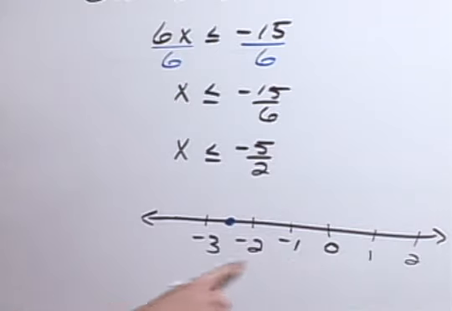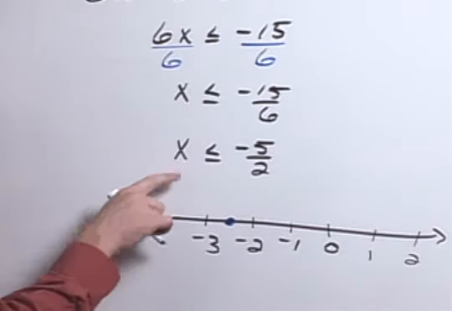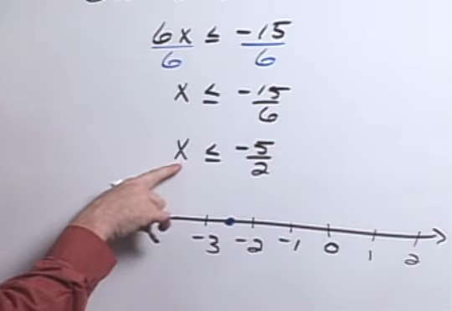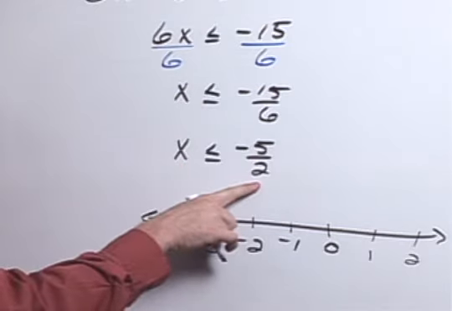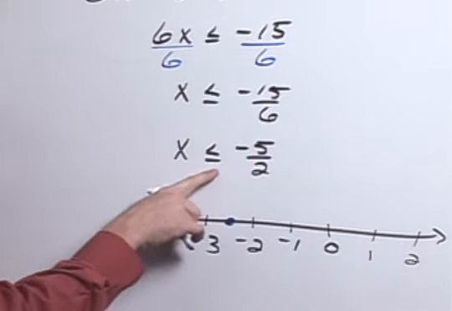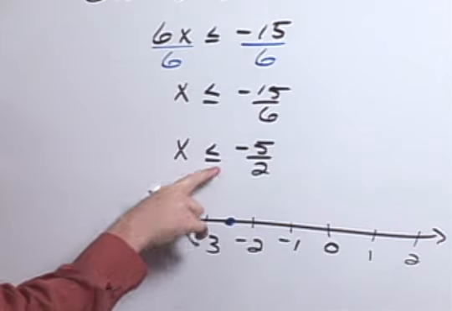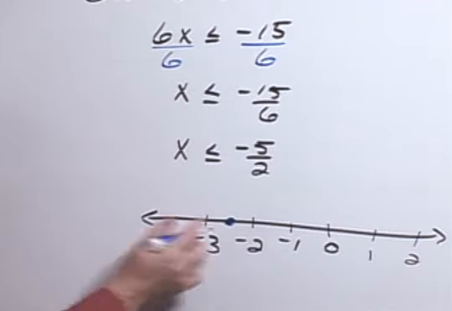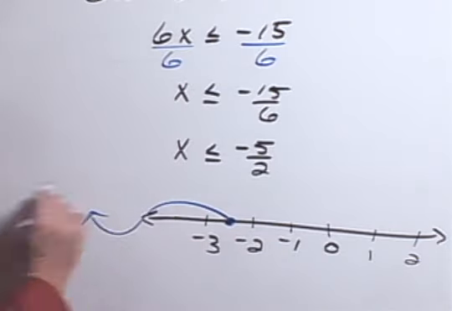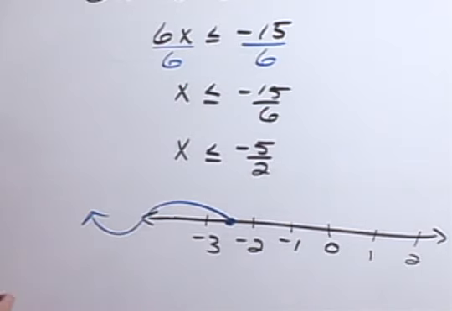Next, we want to figure out which side we're going to graph on. One way to do that is to ask ourselves, is x bigger or smaller than negative 5/2? Well, looking at the sign, x is less than, so the numbers that are less than are over here on the left. So when we graph this, we want to shade to the left side of negative 5/2.